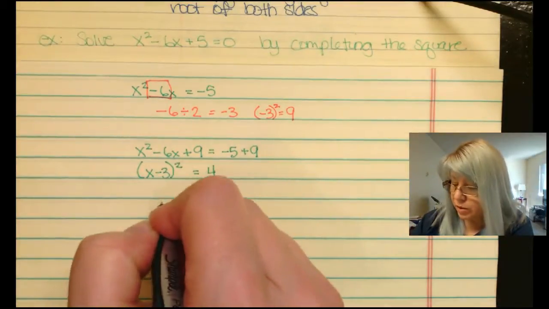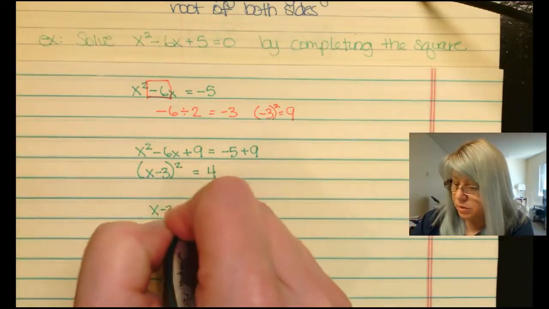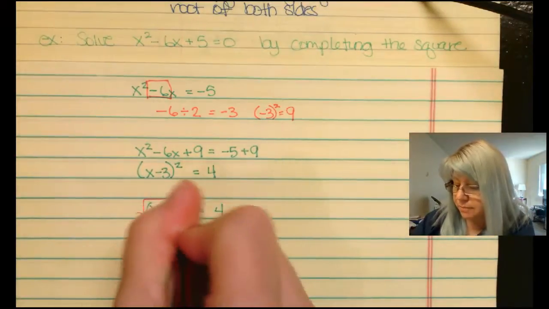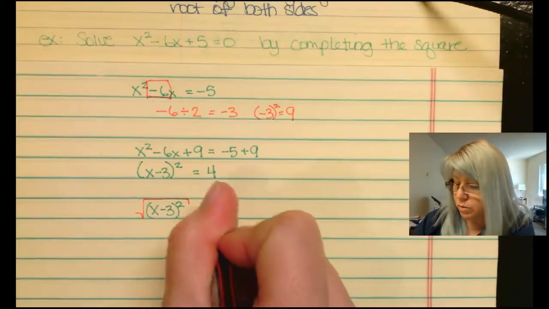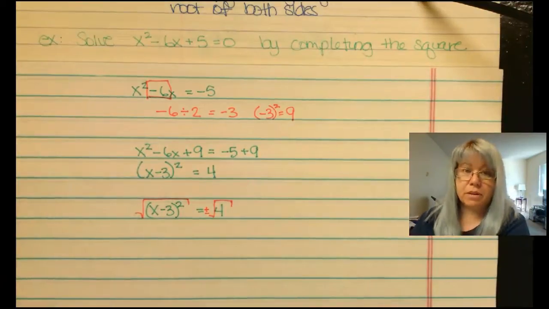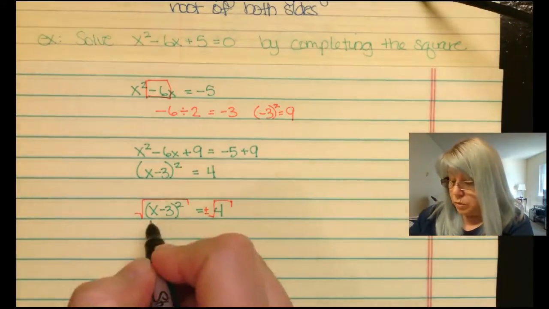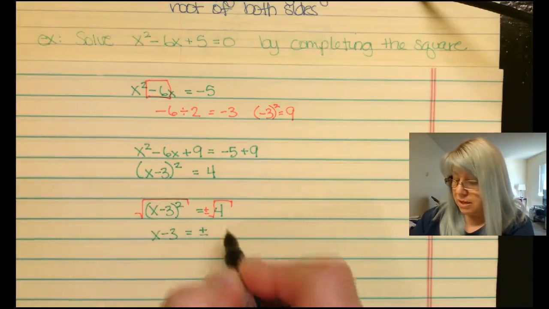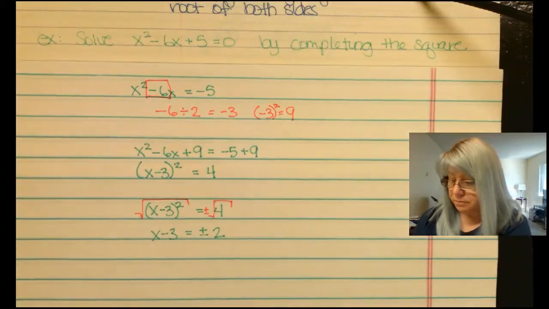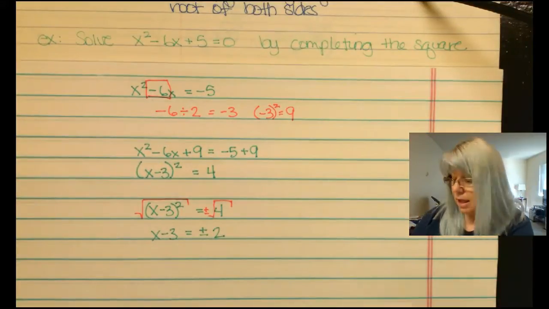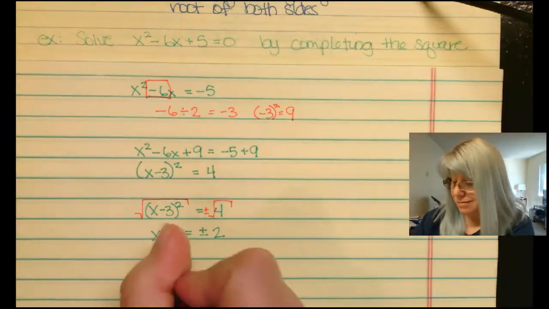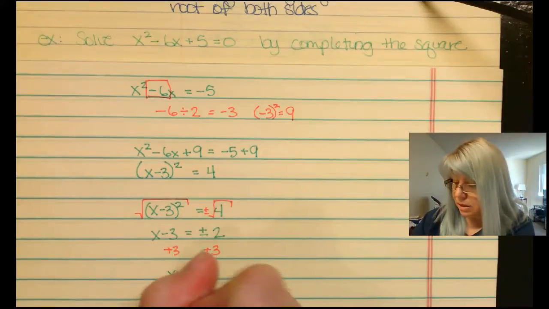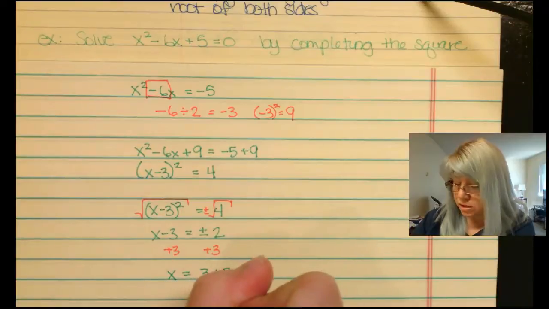All right, let's take the square root of x minus 3 quantity squared. Just rewriting the problem, but I'm going to take the square root of both sides, plus or minus the square root of 4. Okay, the square root of x minus 3 squared is x minus 3. Plus or minus the square root of 4 is 2. Now, I solve it. Add 3, add 3. X equals 3 plus or minus 2.